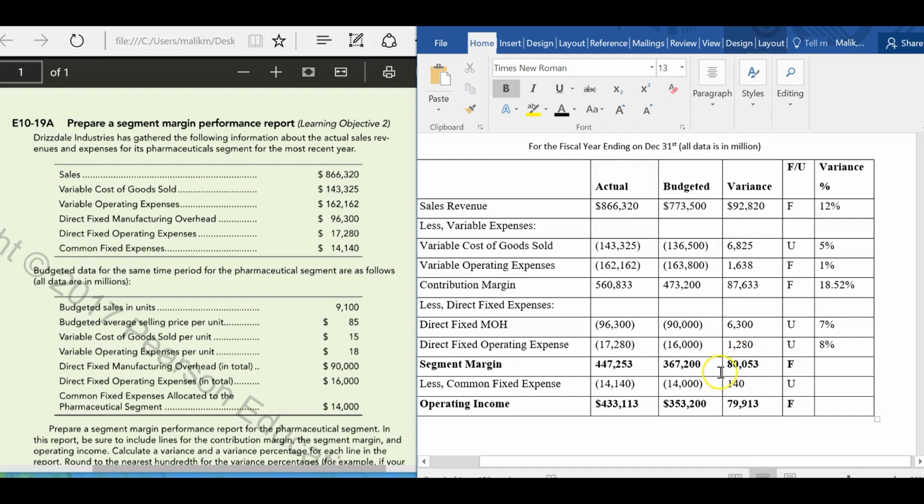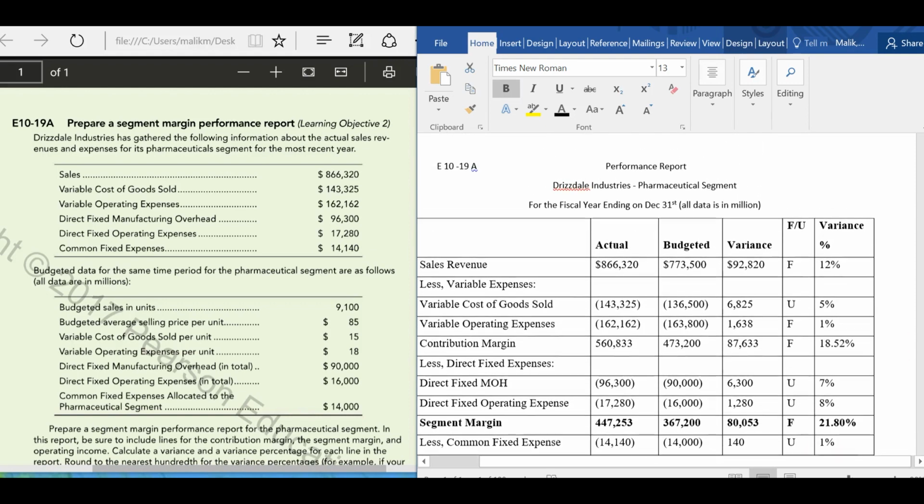Segment margin, take this difference 80,050 and divide it by 367,200, and I got as a percentage 21.8%. And for common fixed expense, 140 divided by 14,000, and it's 1%. And then the last item, operating income, 79,913 divided by 353,200, and I got 22.63%. So this is how you will prepare your variances.